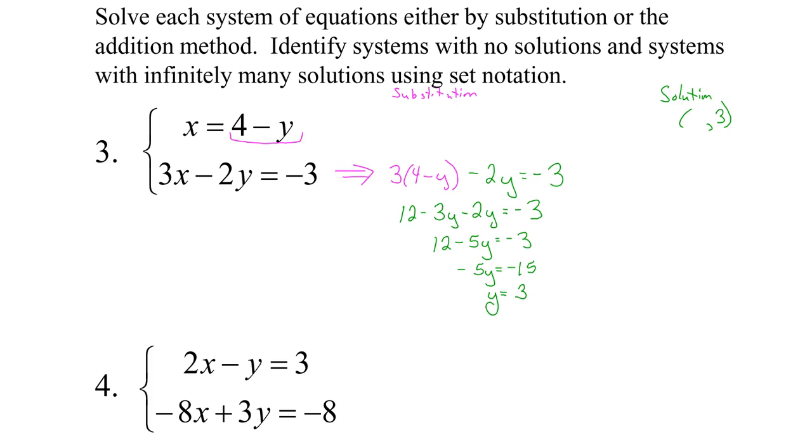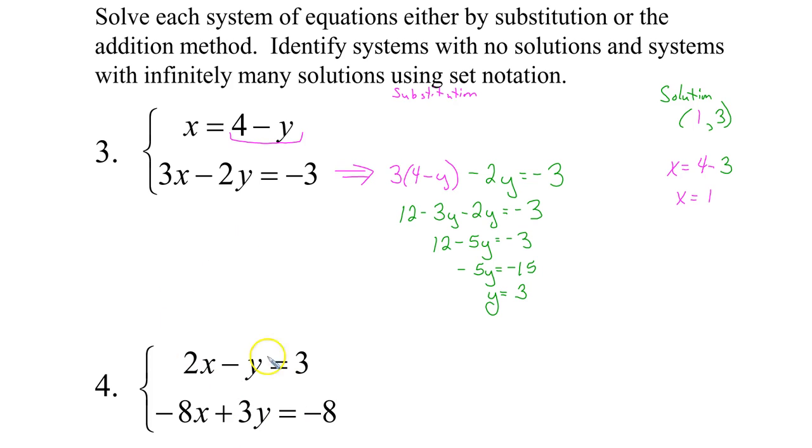So now to find the value of x, we're going to use x is equal to 4 minus y. We'll substitute 3 in place of that y. Simplifying this, we get x is equal to 1. So the ordered pair (1, 3) is a solution for this system of equations.